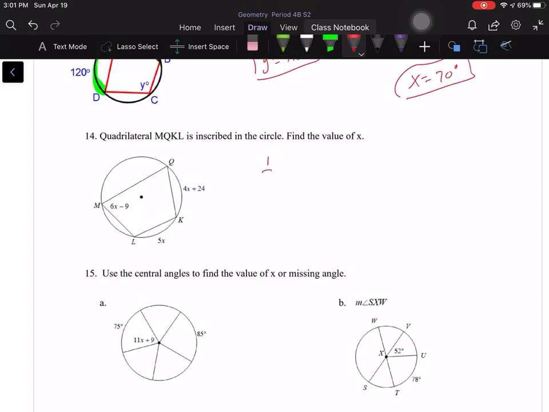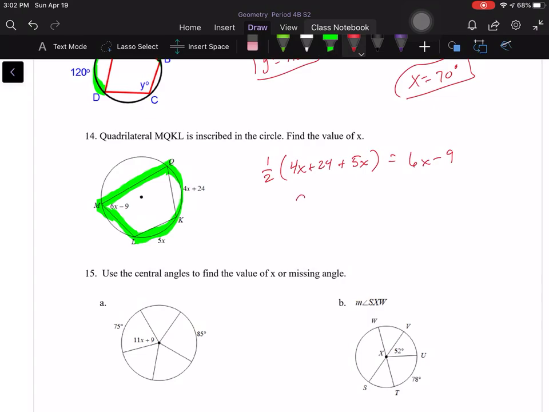So if I take half of 4x plus 24 plus 5x, that's got to equal the angle measure, 6x minus 9. So half of the arc measure is going to equal the angle measure. Again, the reason we can do that is because there's my arc, there's my angle. So that angle, if I extend it, intercepts the green arc that we have there.